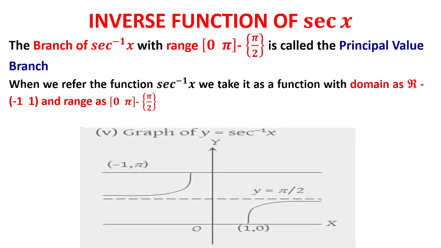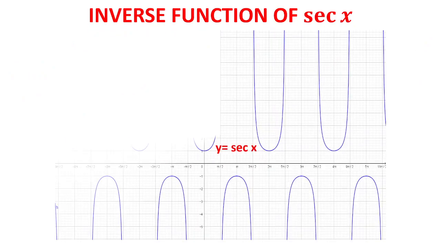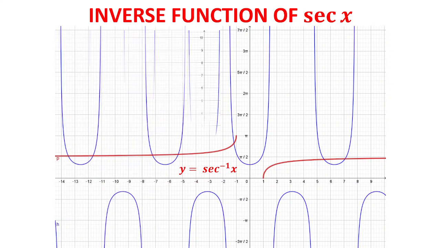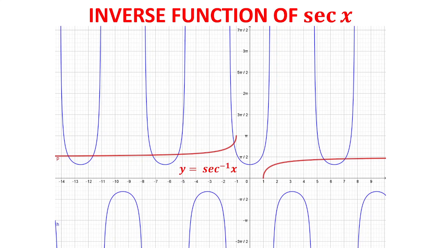Well, now this is the diagram for this. Let us see the secant x and secant inverse x now. This is the secant x graph and this is the secant inverse x graph. You are seeing that it is there from 0 to pi, and minus 1 to 1 is not included. Good.